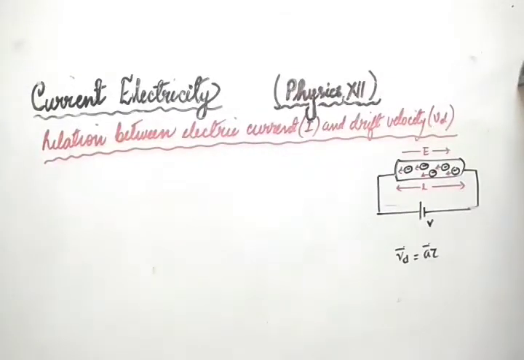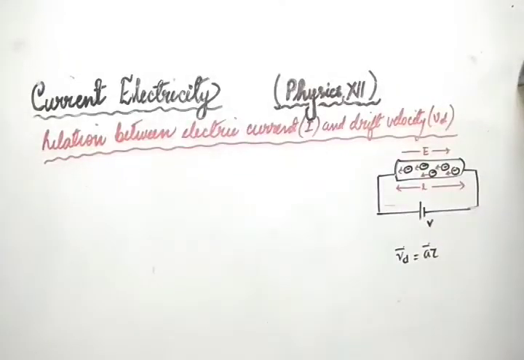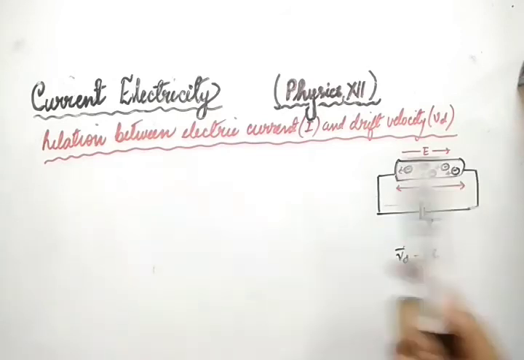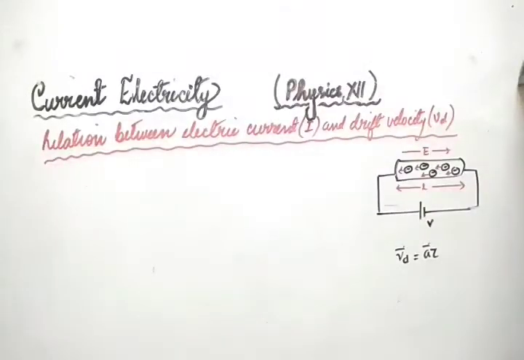Now, we have to establish a relation between electric current and drift velocity. We all know the direction of current is opposite to the direction of the velocity of electrons, because the conventional direction of electric current is opposite to the movement of electrons. But let us see how we can relate this.